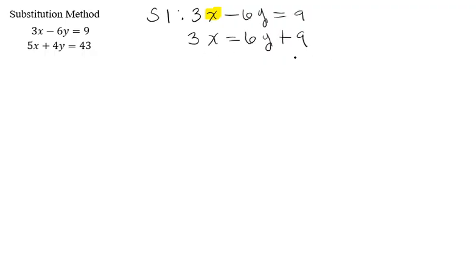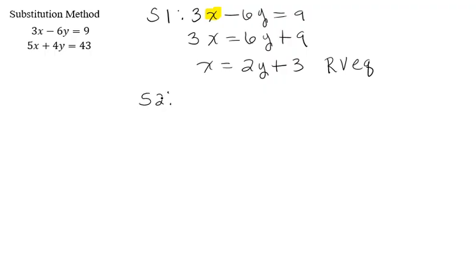I'll divide everything by 3, leaving me with x is equal to 6 divided by 3 is 2y, plus 9 divided by 3 is 3. I like to call this my revised equation, my RVEQ, and I'll come back to that in just a second. So that takes me on to step 2.